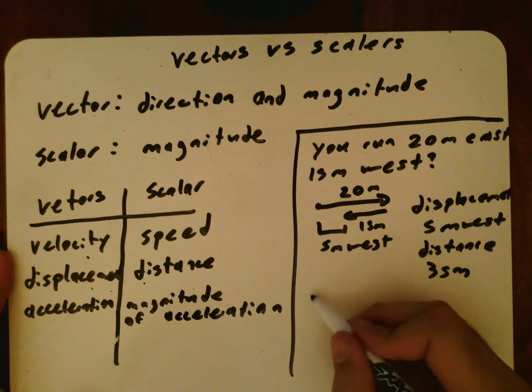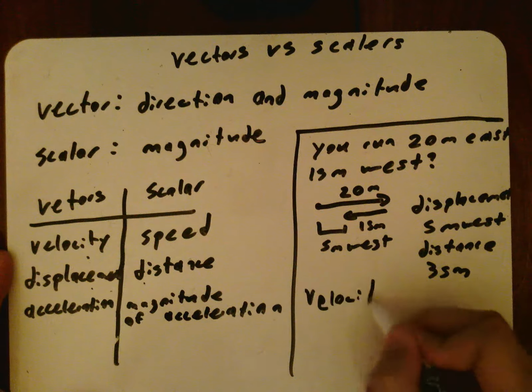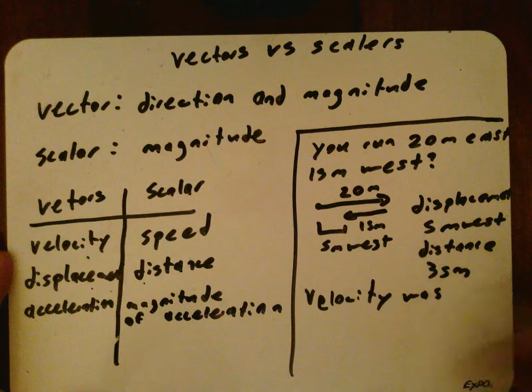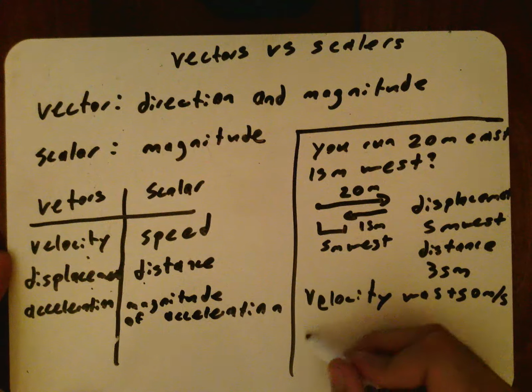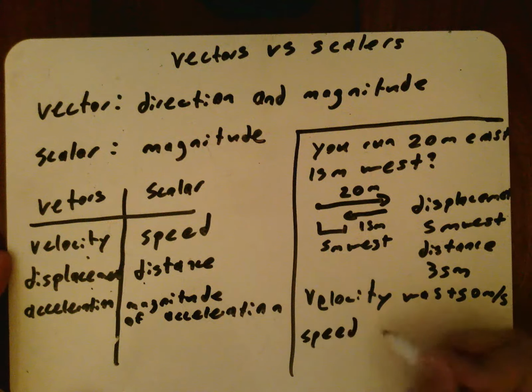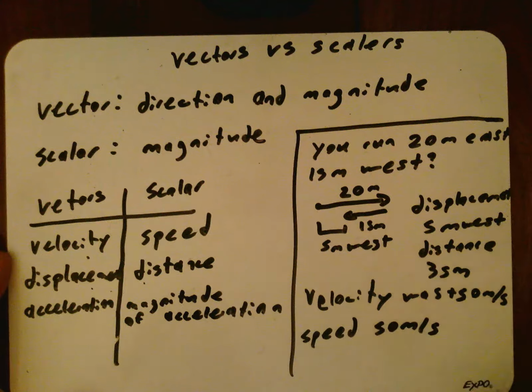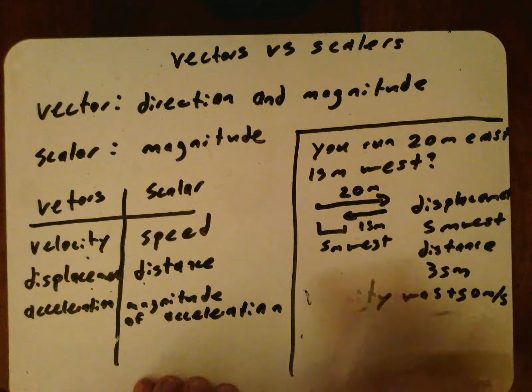So if I said your velocity was 50 meters per second, okay, what is the magnitude of that velocity? 50 meters per second, and I say positive, right? Positive 50 meters per second. My magnitude, my speed, is then 50 meters per second. Okay. So let's do another one.